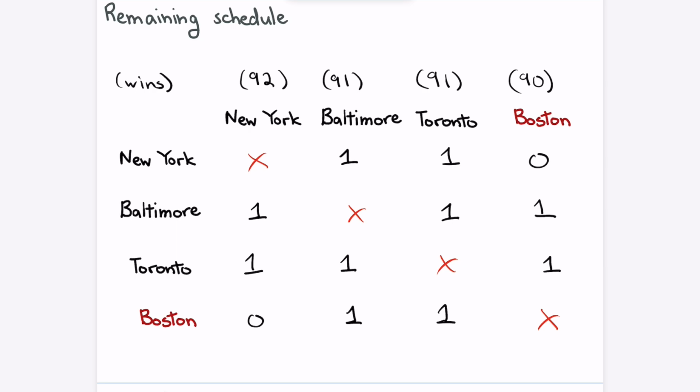There's no ties in baseball. Oh, but you just want to tie for first to make the playoffs. Then they'll have a separate tiebreaker game. Yeah, but it's not possible. Why?